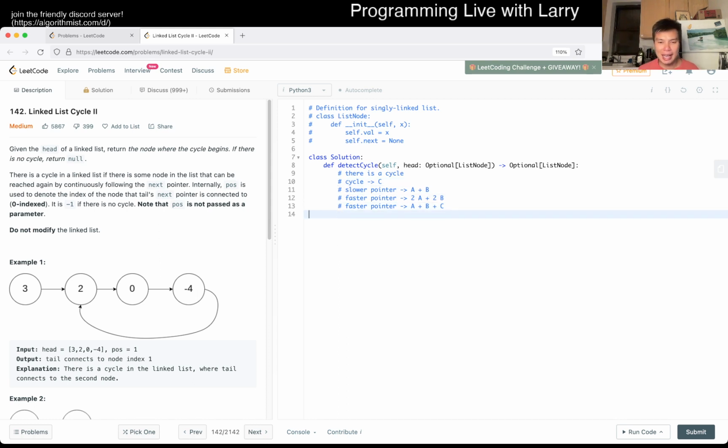So in this case, obviously these two are the same, which means this is the number of steps. This should be equal to this, and if you subtract A and B from both sides, then A plus B is equal to C. Is that right?